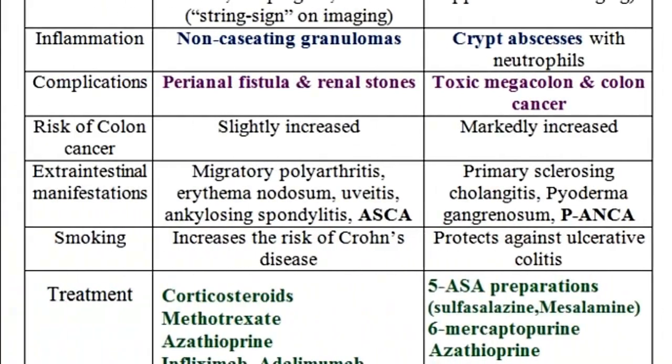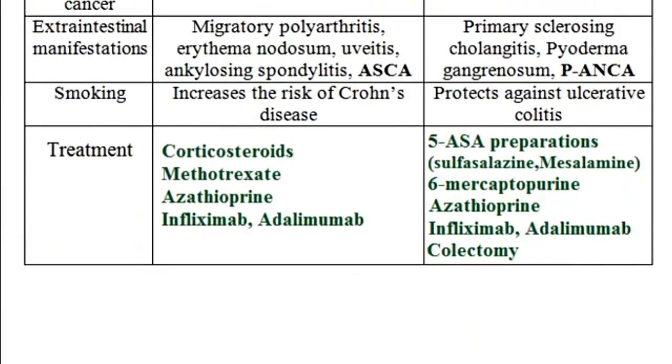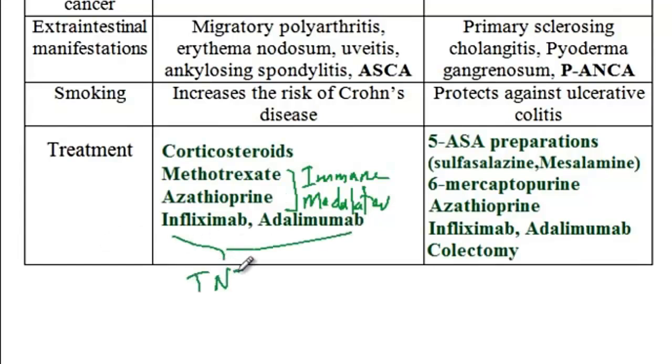Alright, now we are done with the features of these disorders. Now let's go through the treatment options that are available for both of these disorders. Patients with Crohn's disease can be treated with corticosteroids, or you can provide them with immune modulators, like for instance methotrexate and azathioprine. And then you can also treat them with TNF alpha inhibitors, like for instance infliximab and adalimumab.